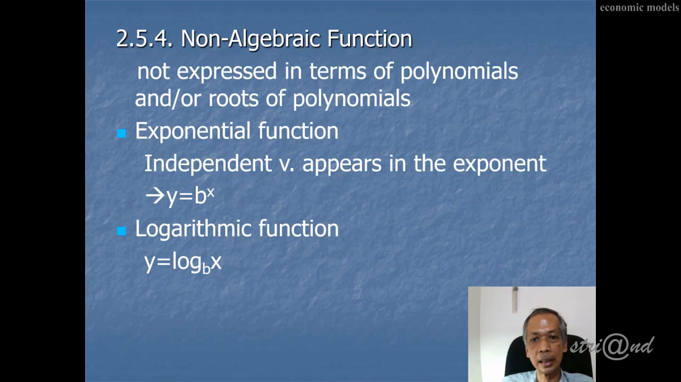Next, in a later session we will also discuss non-algebraic functions. The non-algebraic functions that we will discuss are exponential and logarithmic functions. Okay, at the moment we will not discuss further about these non-algebraic functions because we will discuss them later in other videos.